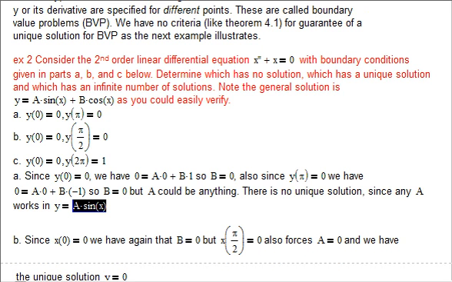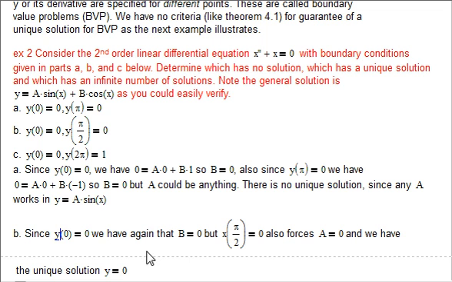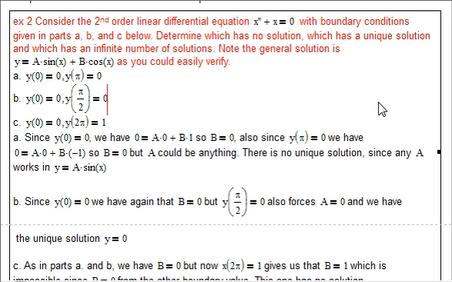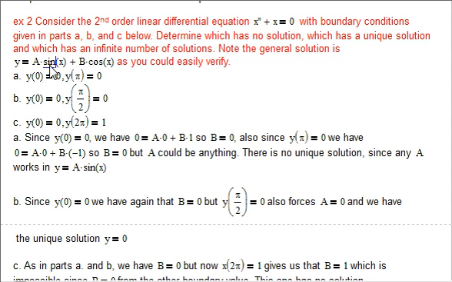Part B. Since y of 0 is 0, and also y of pi over 2 is 0, what happens? Y of 0 is 0, so again, y equals a times sine of 0 is 0, so 0 equals 0 plus, and cosine of 0 is 1, so 0 equals b times 1, and guess what? We got b equals 0 again.